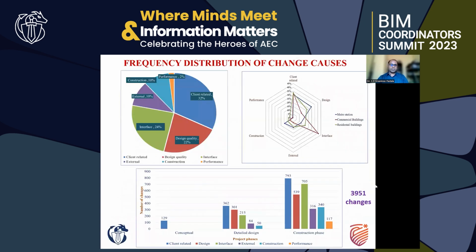I also found that I studied around 3,951 changes which occurred in 19 projects. What I observed is that most of the changes actually originated or resulted in the construction phase. You can see here in the graph below all the types of changes. I have studied various types of changes like client related, design related, interface related changes. Then we have external related changes, then construction related changes. Then sometimes there are also some changes which happen to improve the performance of the project.